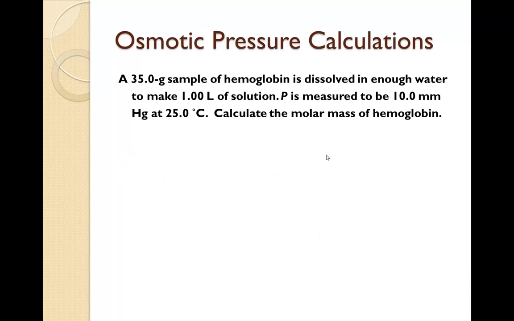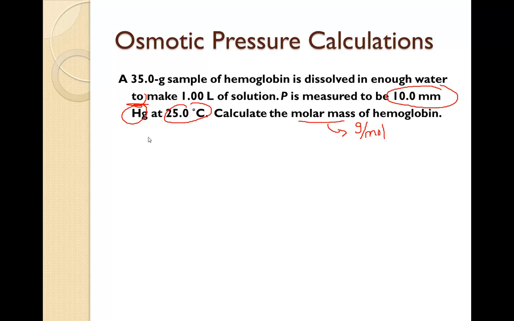So let's do a practice problem of these. A 35-gram sample of hemoglobin is dissolved in enough water to make a 1 liter solution. The pressure is measured to be 10 millimeters of mercury at 25 degrees Celsius. Calculate the molar mass. So essentially what we're going to need to do at the very end is make sure we have grams per mole in the calculation. But in order to do that, we need to use the osmotic pressure.